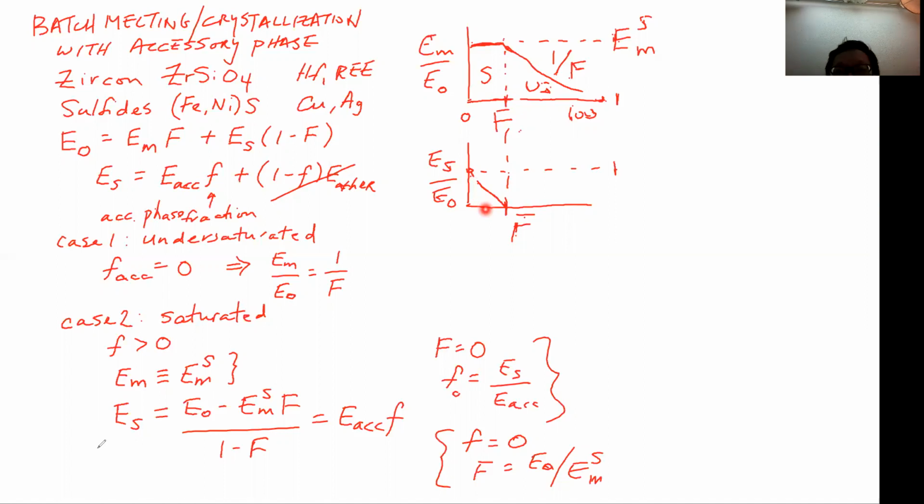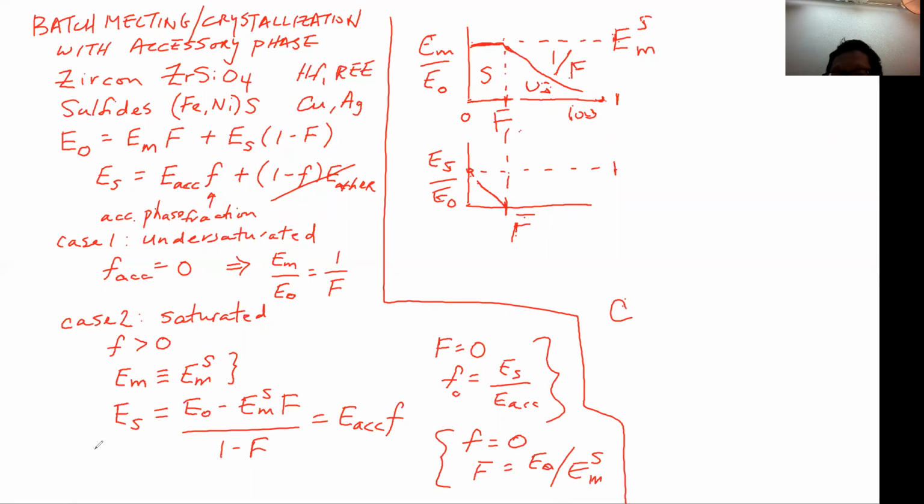So it turns out it's all relatively simple. So now what we're going to do, I think I have a nice box around all of this, I want to model the behavior of a trace element, C, that goes into the accessory phase, but not into all the other phases. We're going to assume it's partitioned so strongly into the accessory phase that the other phases don't really matter.